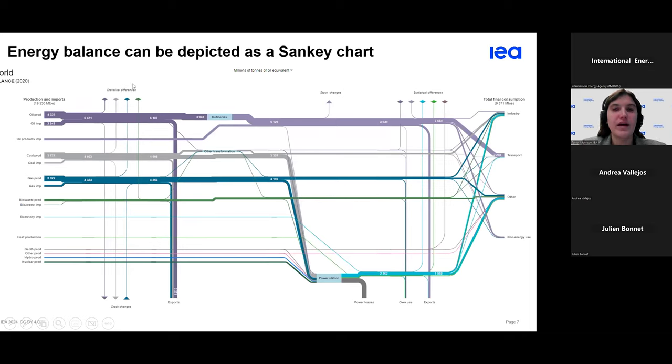Another way to depict an energy balance is in the form of a Sankey diagram. This is essentially the reverse of a typical energy balance. Instead of having the products across the columns, you have the products within the rows and the energy flows across the columns. So we can see, moving horizontally across the page, how energy products are supplied and then eventually consumed. This is a very useful visualization of an energy balance. In order to create this type of visualization, you first need to create the table, and this is what we'll look into more in this presentation today.